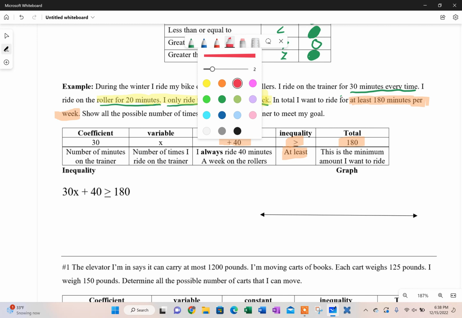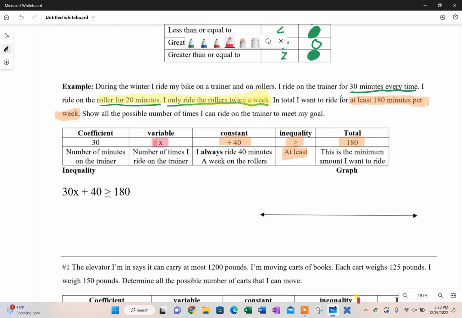Now, I don't know how many times I am going to ride on the trainer, so I call that x. That's my variable. And then the 30 comes because that is the number of minutes I'm going to ride on the trainer. So if I ride on the trainer once, it'll be 30 times 1, which is 30. If I ride on the trainer twice, it'd be 30 times 2, which is 60.